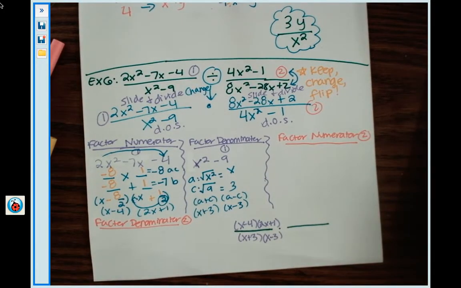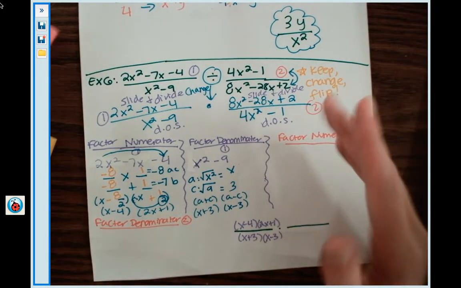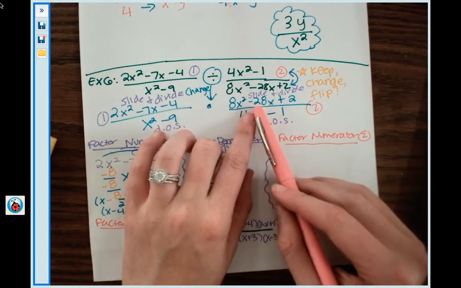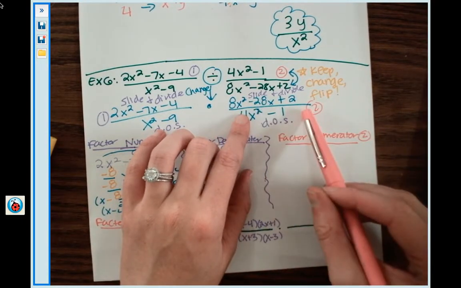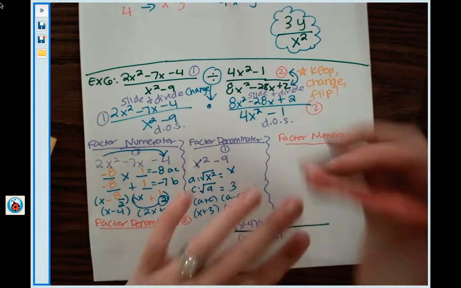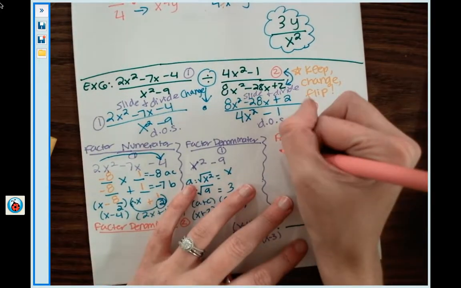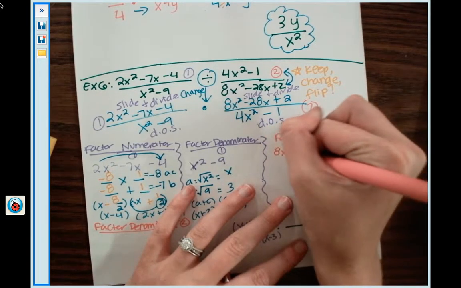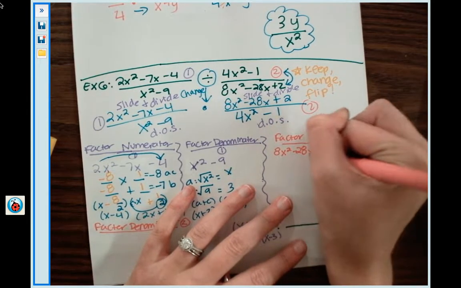Awesome. All right, so now we got to switch gears to our second fraction. Okay, now my new numerator is all that. So I have 3 terms, so we're going to be doing slide and divide. So let me write that down real quickly. So we have 8x squared minus 28x plus 12.